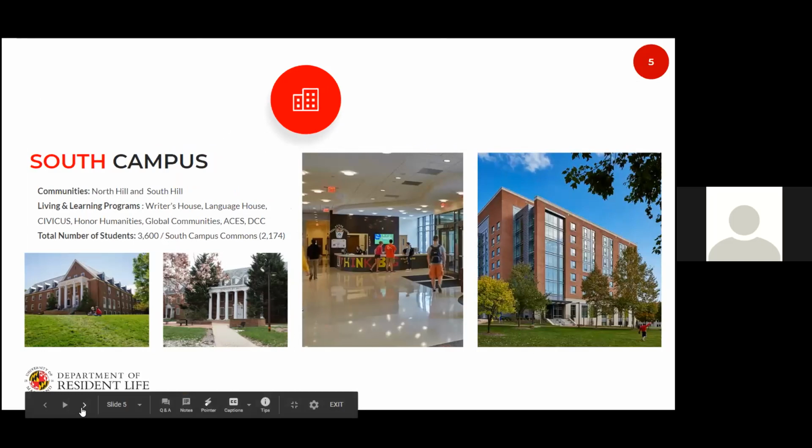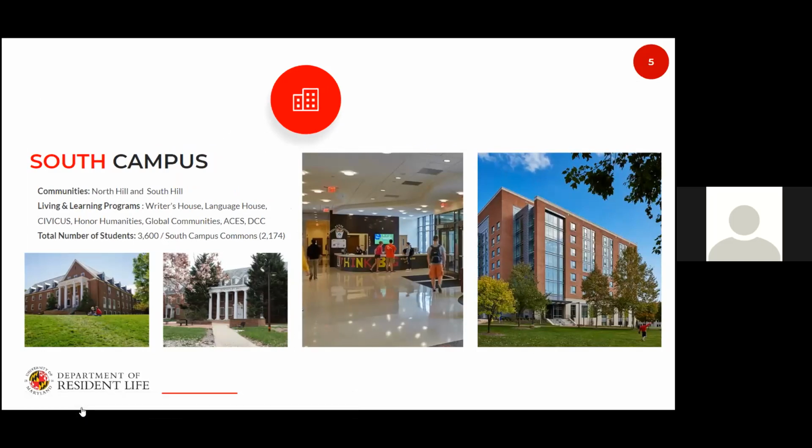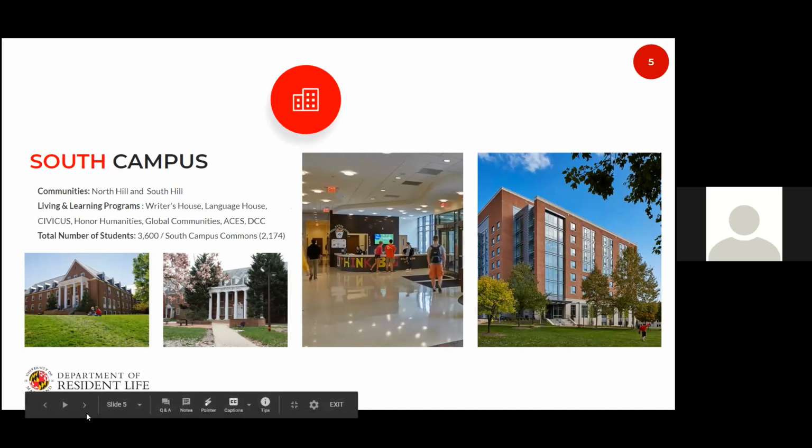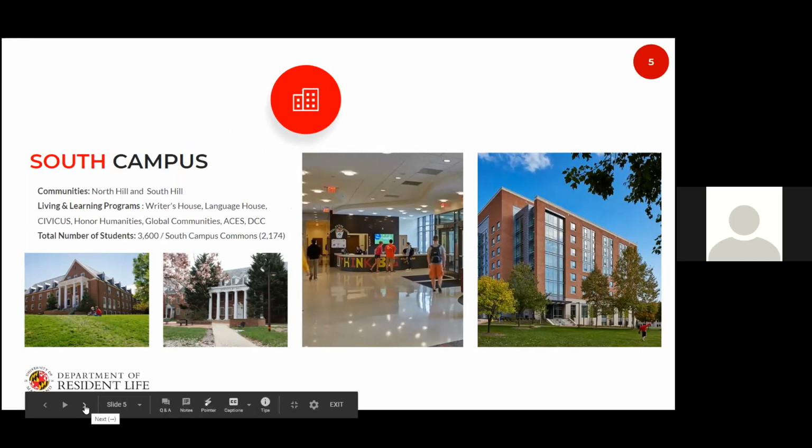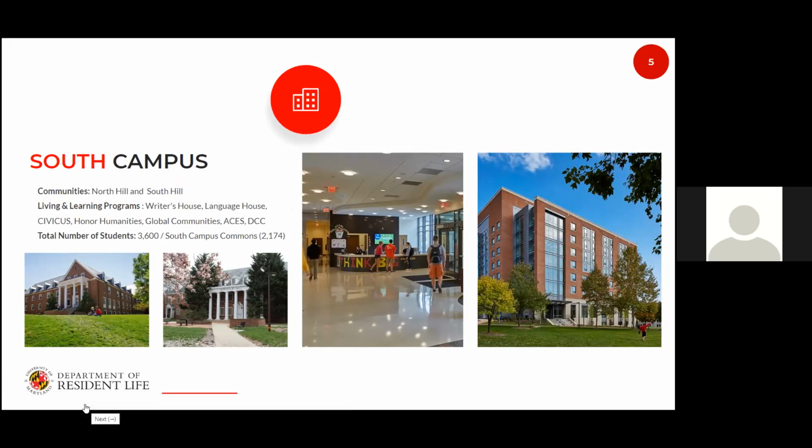South Campus. The South Campus communities are North Hill and South Hill. The living learning programs are Writers House, Language House, Civicus, Honors Humanities, Global Communities, ACES, and DCC. The total number of students is 3,600, and for South Campus Commons, that's 2,174. A large percentage of returning students will live on this side of campus.